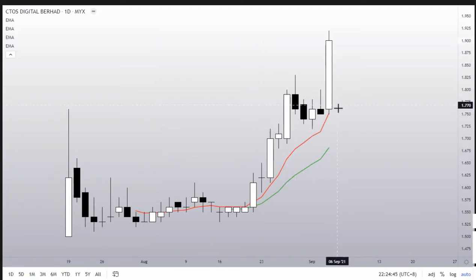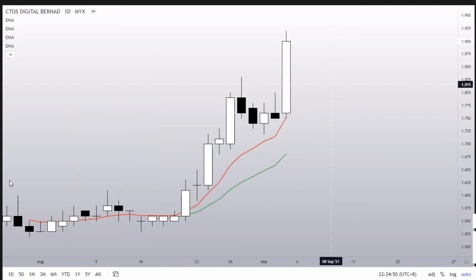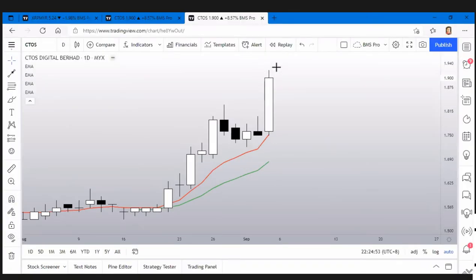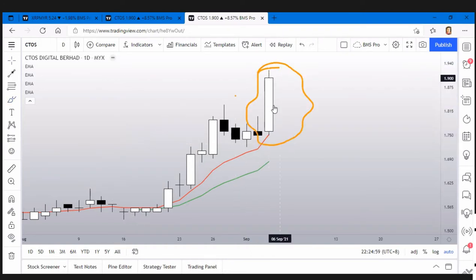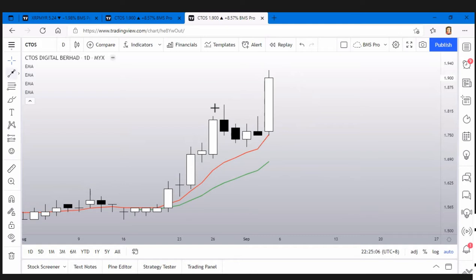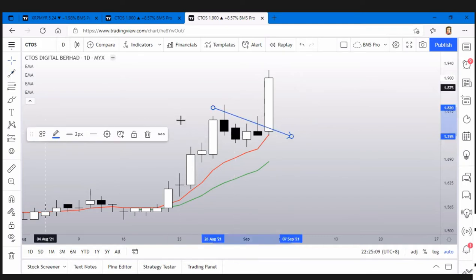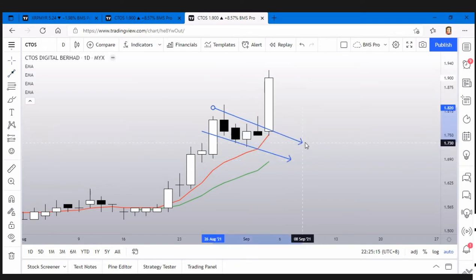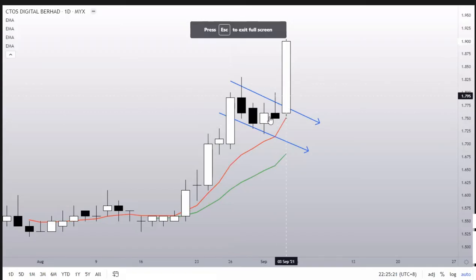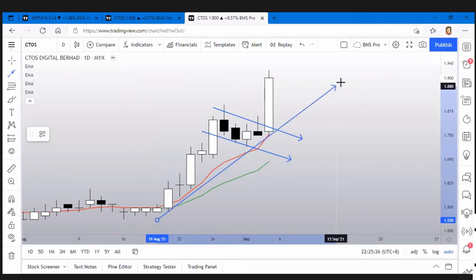Last Friday, the CTOS price moved up in just one day. This is a good trade. If you captured CTOS, you captured one nice trade like that. This one trade is already good enough. Because we see the price already pulled back, it's a flag pattern. We can see a flag pattern here, and then there's a breakout of the flag pattern, and we can clearly see this is in an uptrend.